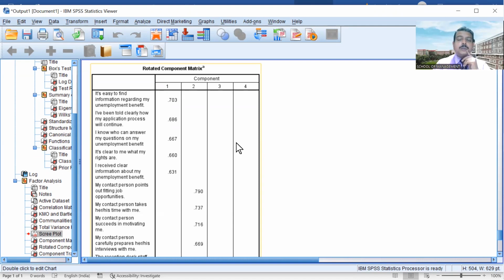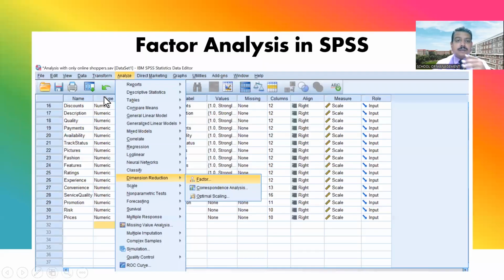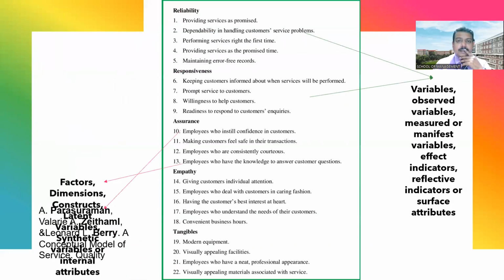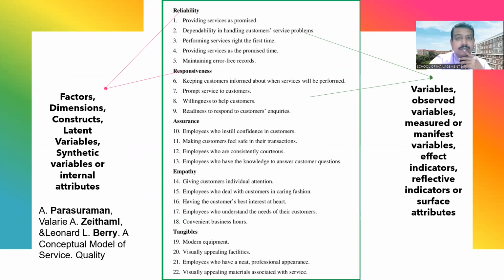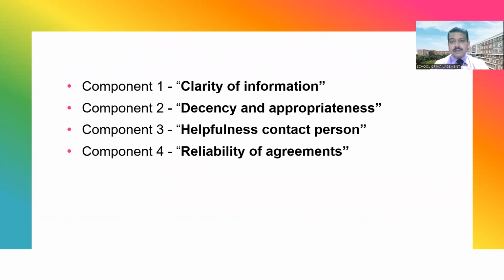Now the researcher, looking at the variables, gives a suitable name for each and every factor. The way in which Parasuraman has done for the RATER model. They group the variables, and then they give a suitable name for it, like reliability, responsiveness. Like that, we have to give a name for the 4 factors that we have identified. So in this case, we could give the names as clarity, decency, helpfulness, and reliability. So that's all about factor analysis.